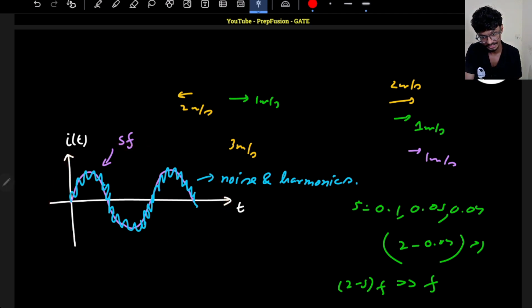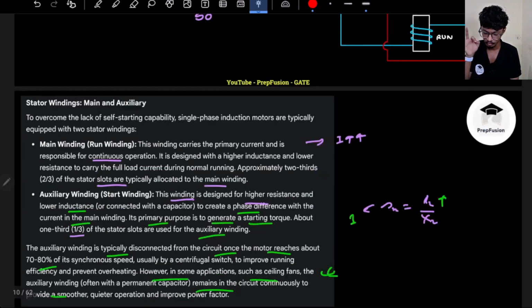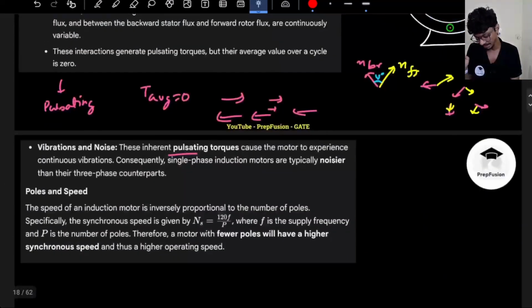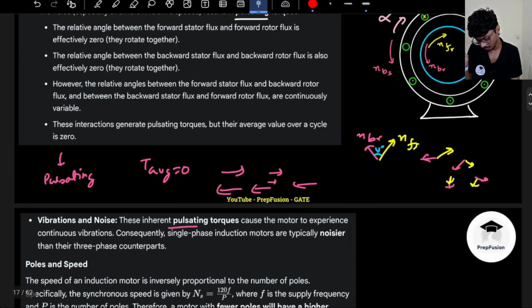I have given you two explanations. Even if you could not understand the previous one, I hope this one is clear to you. Due to the current we are getting those vibrations. Okay, I hope that is clear now.